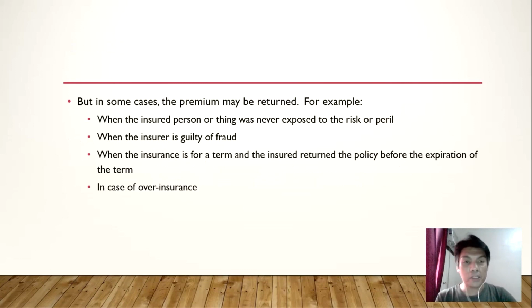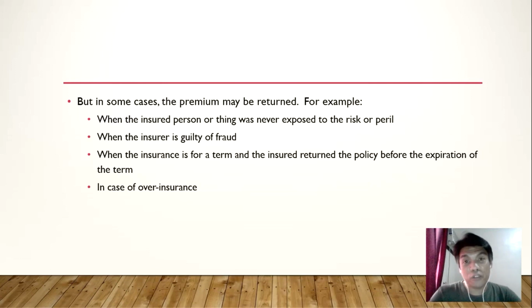And these are some of the examples. So first, when the insured person or thing was never exposed to the risk or peril. Remember our example on the restaurant owner? Let's assume the restaurant owner obtained the insurance before he constructed his restaurant. And after that, his plan to put up a restaurant never materialized. So clearly, the restaurant owner was never exposed to the risk or peril of possibly causing injury or damage to his customers. So in that case, there is no reason to proceed with the contract. The contract can be terminated and the premiums returned to the restaurant owner.